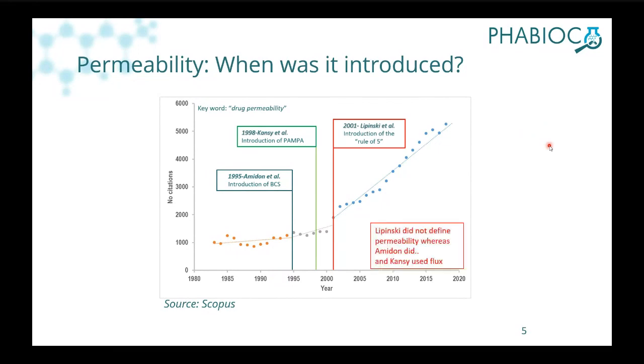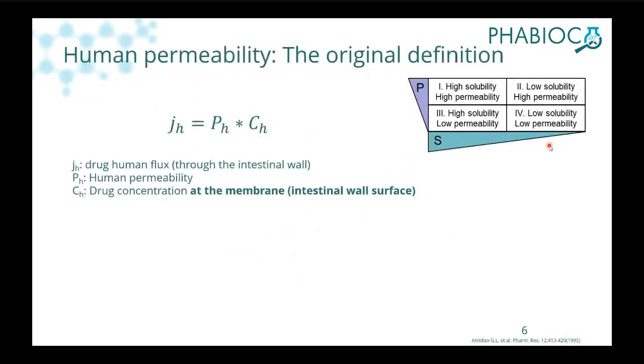So when was this concept introduced? We can say that the first description of permeability was done by Amidon, who introduced the so-called human permeability, the permeability of a compound through the gastrointestinal mucosa. But that parameter was not an in vitro parameter, something that could be measured with empirical tools, but a parameter derived from in vivo data. Basically, the fraction of dose absorbed normalized over the surface area of the GI tract, from which they calculate the flux.